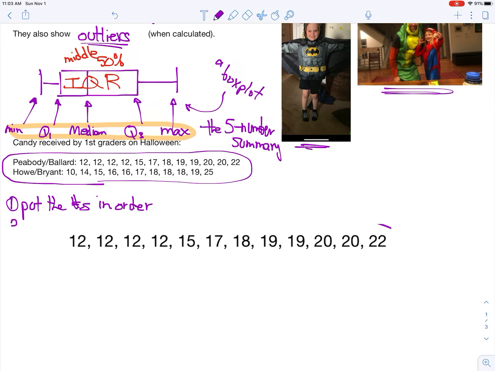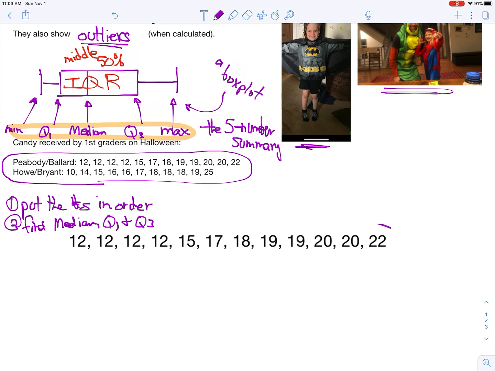Number 2 is to find the median and quartile 1 and quartile 3. Find median, Q1, and Q3. The way you do that is you work inside out. It looks like Peabody's has 1, 2, 3, 4, 5, 6, 7, 8, 9, 10, 11. There's 12 sets of data.